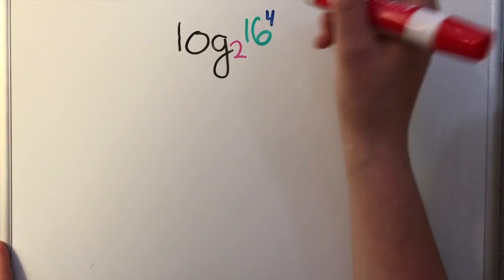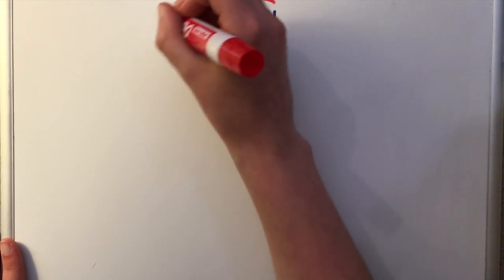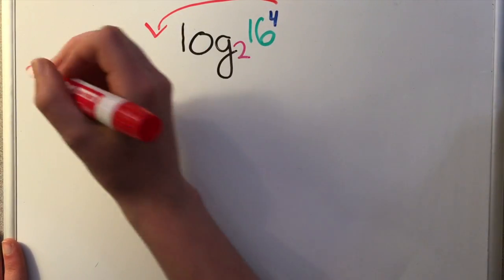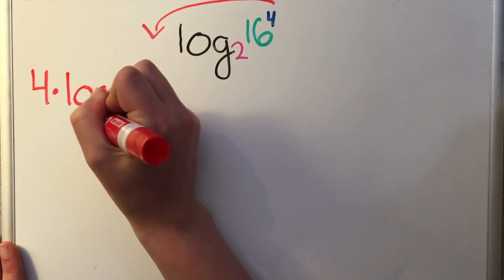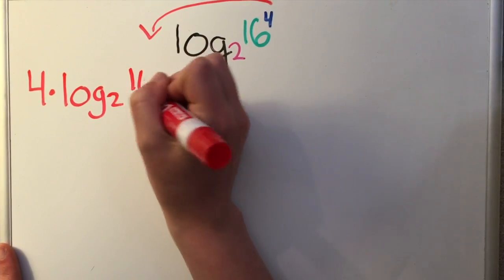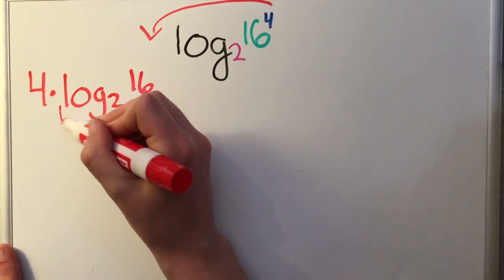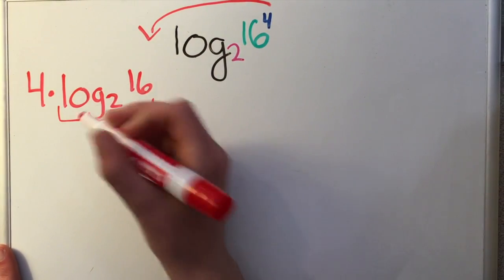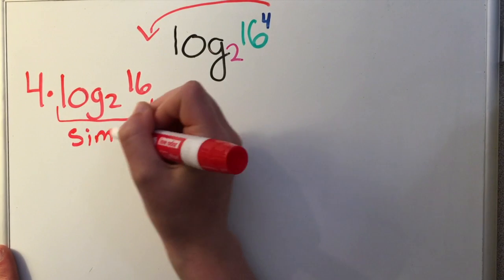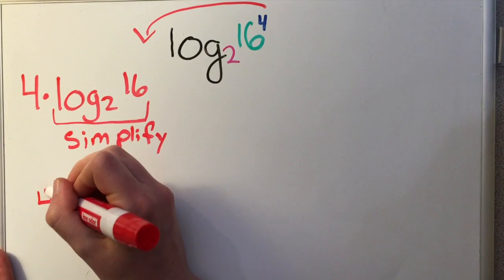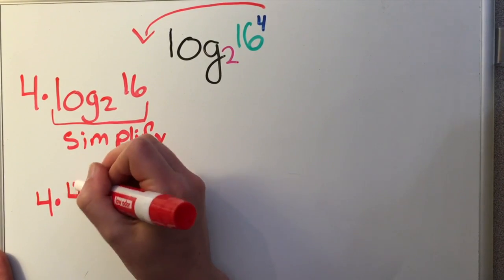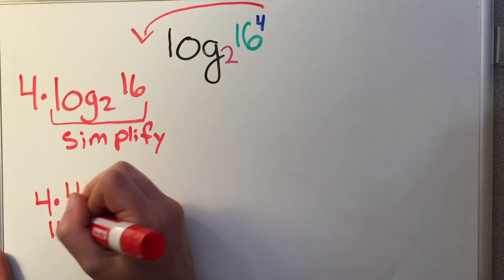The power property. Bring the exponent down in front of the logarithm. So that will be multiplied. Now we're going to simplify the logarithm that we see right here. You can watch another video if you don't know yet how to do this. So that will give you 4 times 4, which is equal to 16.